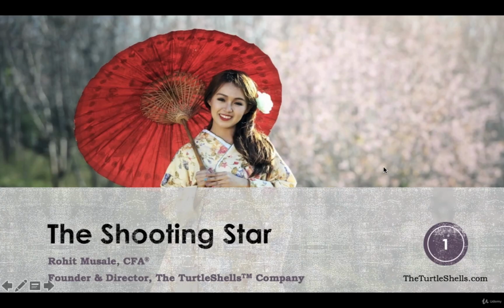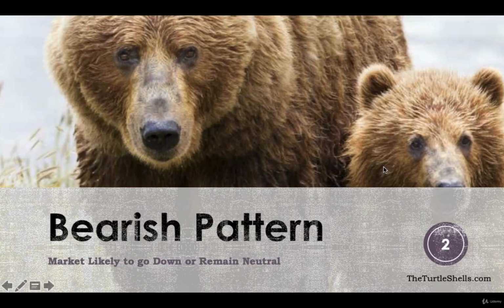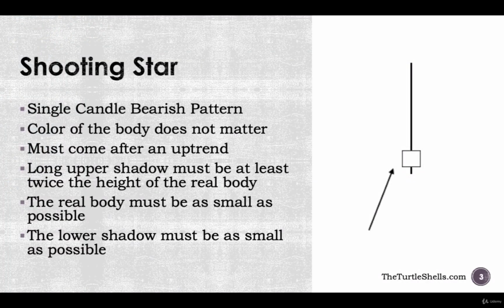very important bearish patterns is the shooting star. Now, bearish pattern means the market is likely to go down or remain neutral. So the market is ascending and you have a pattern, and then you don't know whether the market will go sideways or whether it will go down. But chances are the market is not likely to continue to go higher. So first let's look at how the shooting star is constructed.